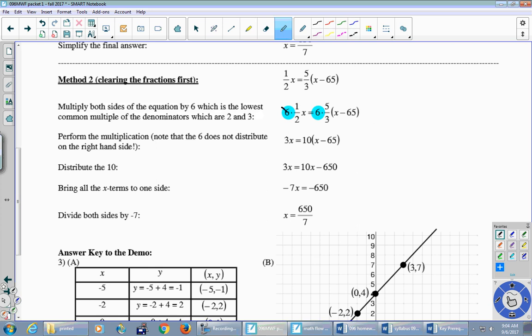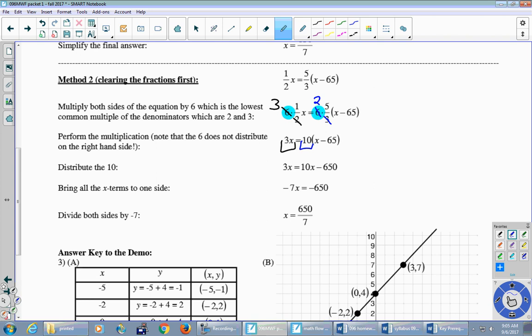6 divided by 2 is 3. So the left-hand side is just 3 times 1 times x, 3x. Fair? The right-hand side: okay, you could do 6 times 5, that's 30, and divided by 3, but I always prefer to reduce first before I multiply. 6 divided by 3 is 2. 2 times 5 is 10. That's right there. And what have we gotten rid of? Fractions.